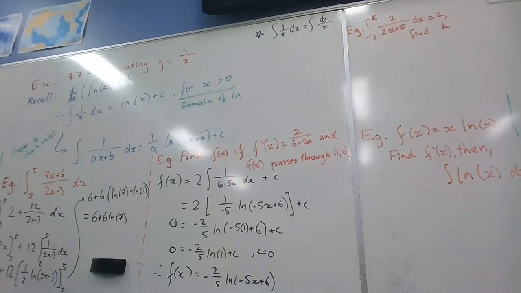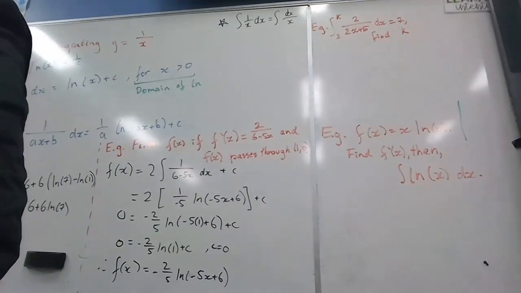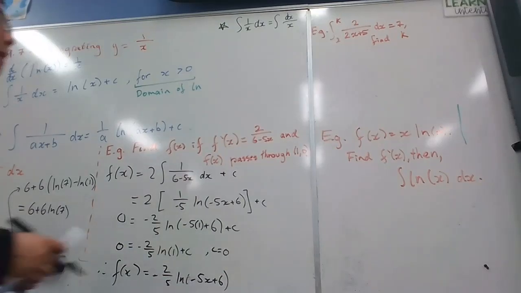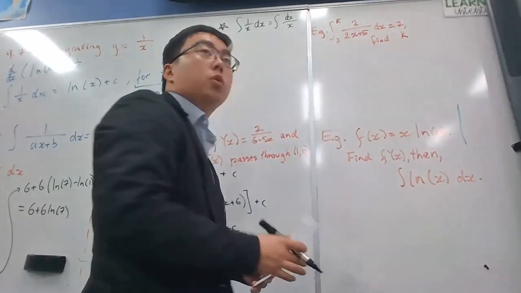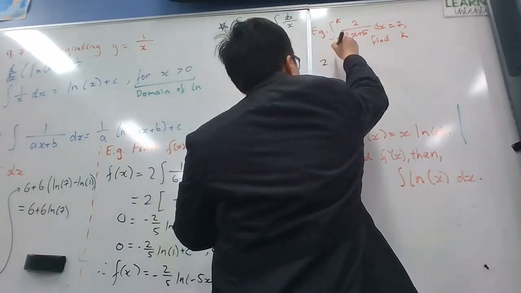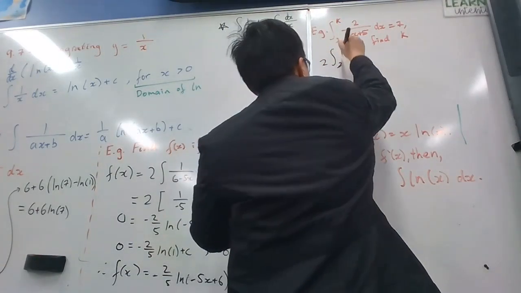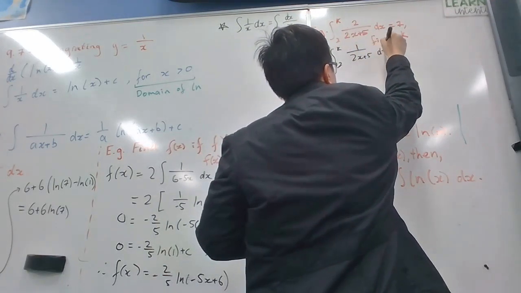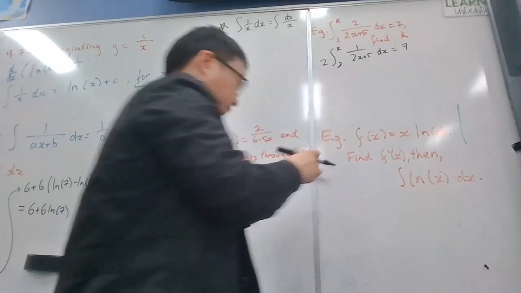Okay. I'm going to go through 2 more examples, and then we'll call it there. So for example, we have the integral from 2 to k of 2 over 2x plus 5 dx equals 7. We need to find k. Now this question is really, again, the same process with a slightly different step. You do your normal integration. So 2 times the integral from 2 to k of 1 over 2x plus 5 dx, which of course equals 7.